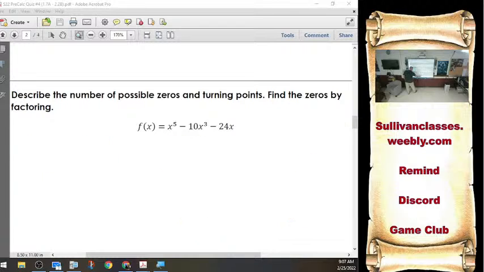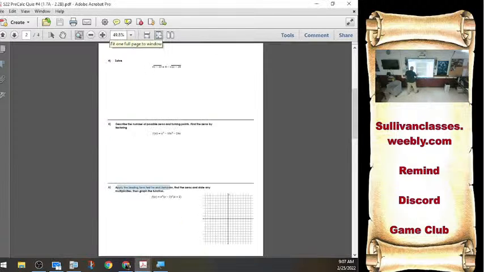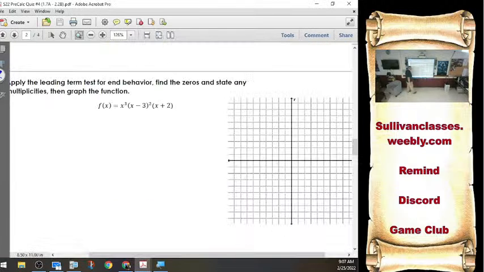And then the last one, exactly what we just finished doing. Apply the leading term test for end behavior. It doesn't say state the end behavior. You don't have to write it as limits. But I can look at this and say 3x's, 4x's, 5x, 6x's. This is going to have a positive x to the 6th. I know I have positive infinity both ways. Okay? That's what it means by apply the leading term test.